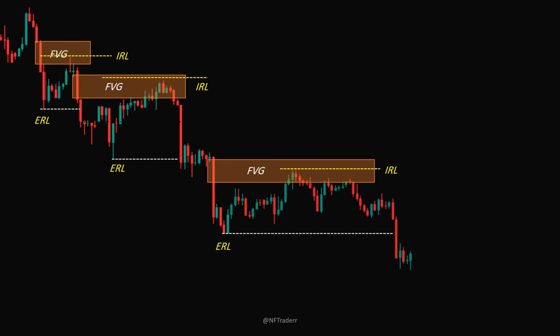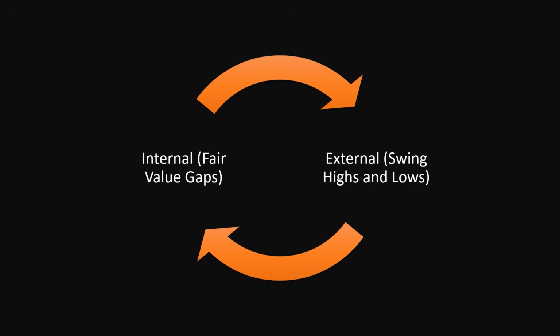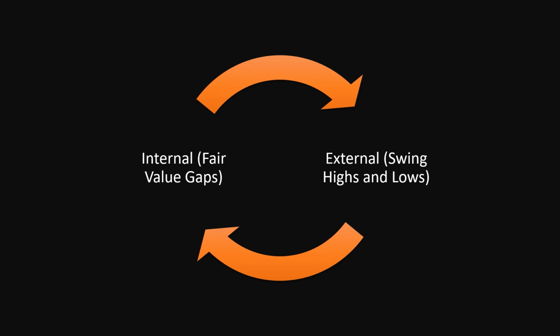Price starts reaching outward again, targeting the next external liquidity zone, maybe another swing low, maybe a key support level. And just like before, it sweeps that liquidity, then pulls back again to revisit new internal imbalances created during the second leg down. This is a full liquidity cycle in action: sweep external, rebalance internal, and repeat. It's the natural rhythm of how smart money operates. And once you learn to identify this pattern, you stop getting faked out and start trading with precision.